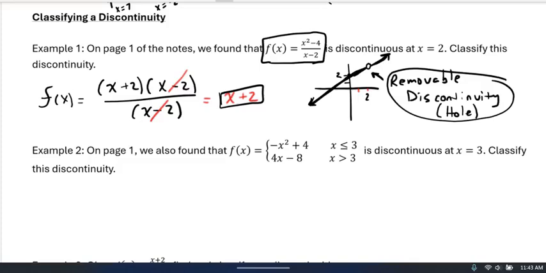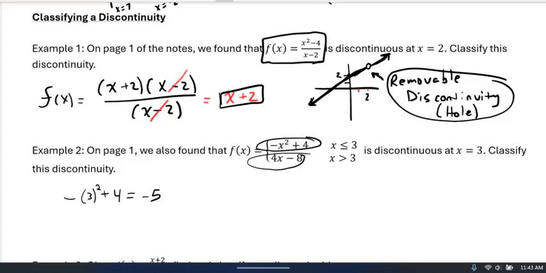Example 2, we also had this piecewise function from page 1 that was discontinuous at x equals 3. Classify the discontinuity. Now you might recall me doing this, but when we plugged in the value of 3 on the left part, we got negative 3 squared plus 4. To do that one more time, negative 5.